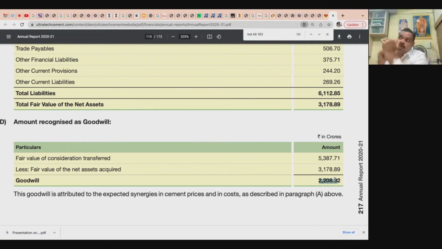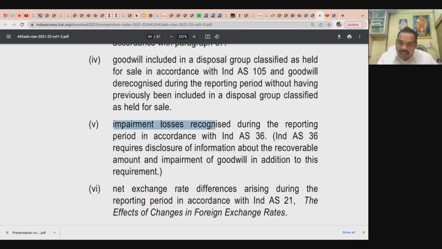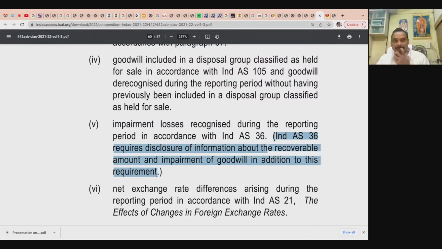Because already goodwill is there, that goodwill only you will take to the P&L account. So only when the impairment happens, goodwill will be charged off to P&L. So that is why this para is important. Impairment losses recognized during the reporting period in accordance with Ind AS 36. What does Ind AS 36 say? Ind AS 36 requires disclosure of information about the recoverable amount and impairment of goodwill. That's all. This is the only thing that has been discussed. So you have to go to 36 and 110. 36 and 110 only will speak about the treatment of goodwill. Actually, there is no concept called amortization. So please understand this term.